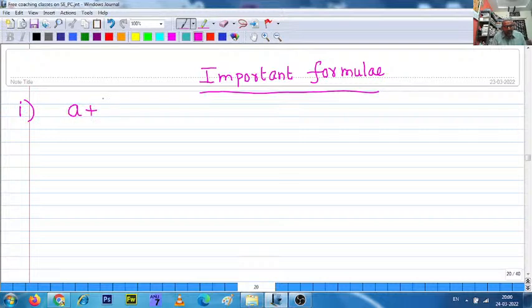A plus B whole square. You remember A plus B whole square. This is also called binomial expansion, because A plus B is called a binomial. You need to expand A plus B whole square, which is very important: A square plus B square plus 2AB.